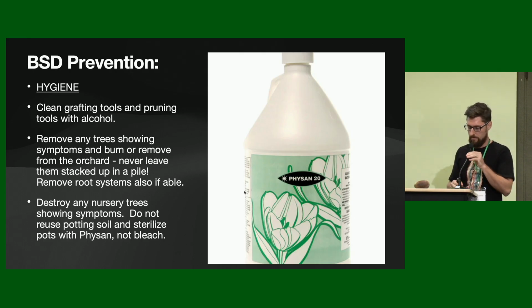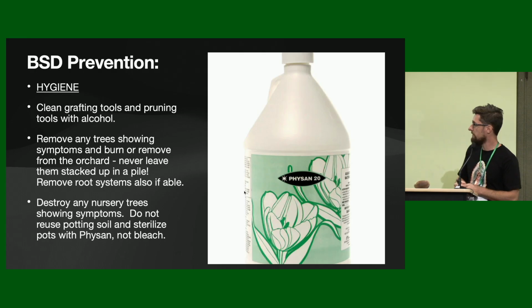Destroy any nursery trees showing symptoms. Do not reuse potting soil. And sterilize pots with Phi-Sand, which is what you see here. It's a greenhouse sterilizer product that works much more effectively than bleach.